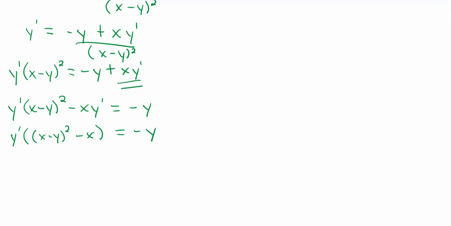Now the last step is just to divide both sides by all of this, the whole thing. So then I just have y prime equals negative y over (x minus y) squared minus x. And there we go. Now we have an expression for y prime. You could expand out this binomial if you wanted to, but really this is a perfectly acceptable way to leave your answer.